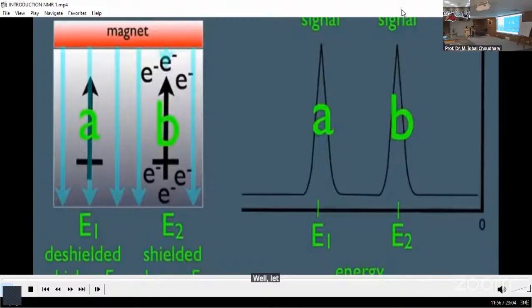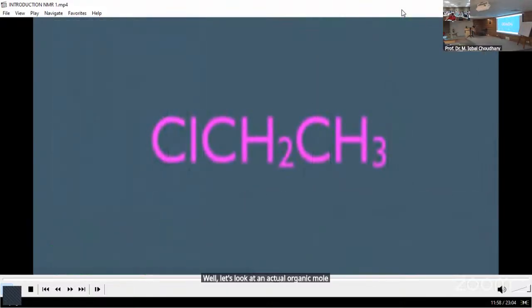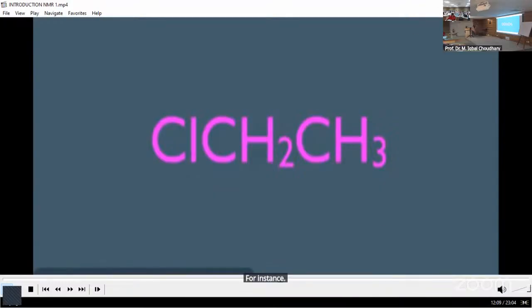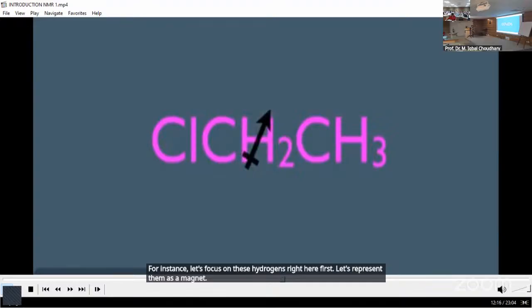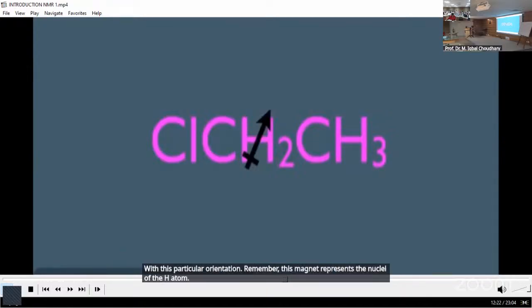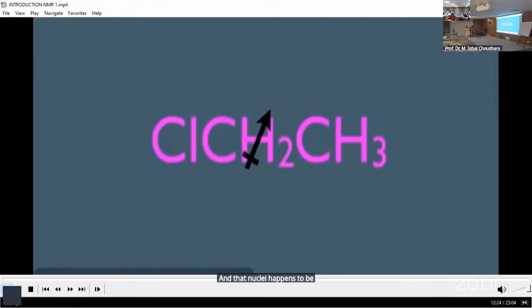Well, let's look at an actual organic molecule here. Here we have chloroethane. Let's take a look at the type of environment each of the hydrogens here in chloroethane would be in. For instance, let's focus on these hydrogens right here first. Let's represent them as a magnet with this particular orientation. Remember, this magnet represents the nuclei of the H atom, and that nuclei happens to be surrounded by electrons.